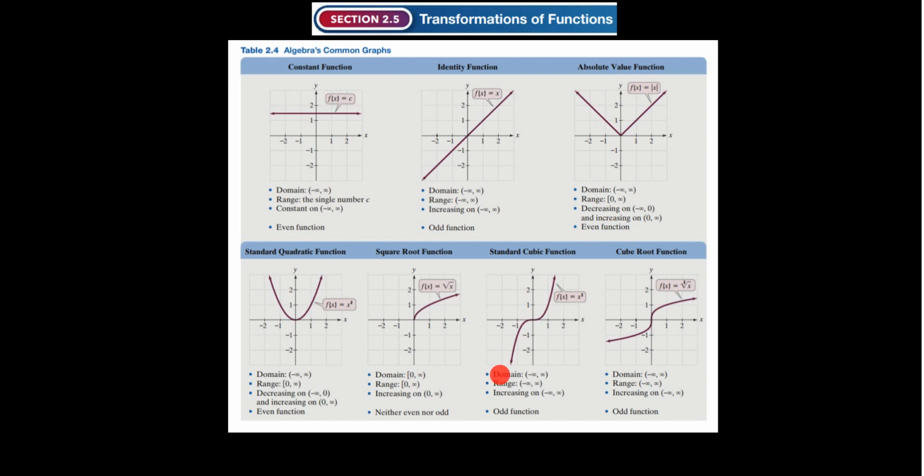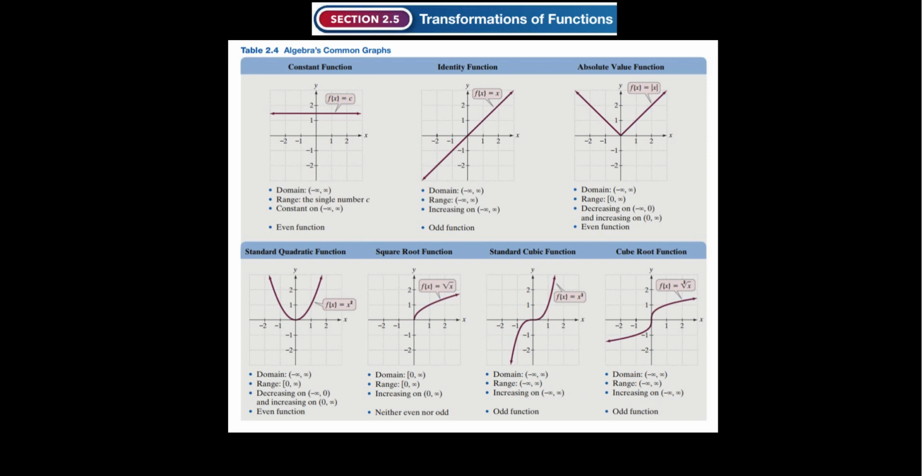It is forever increasing. It is always increasing. Okay, so if it's increasing from negative infinity to positive infinity, and it is an odd function. Cube root function, like I said, behaves kind of like the square root. It just shoots off down here, unlike the square root. The domain, range, and its increasing is the exact same as a cubic function, and it's also an odd function because it is symmetric about the origin.